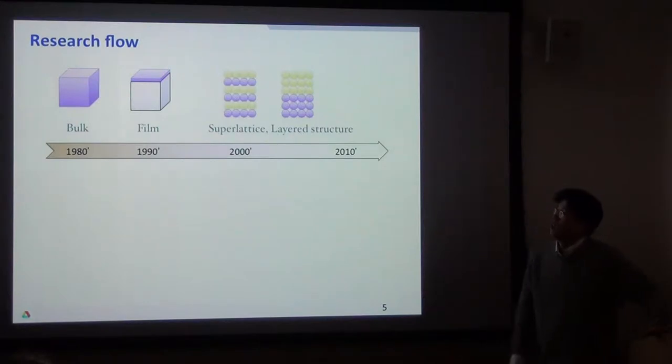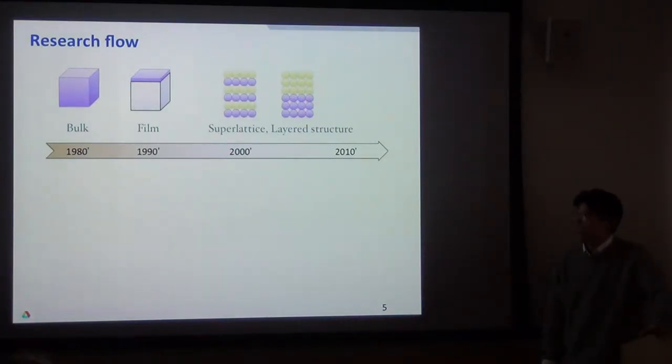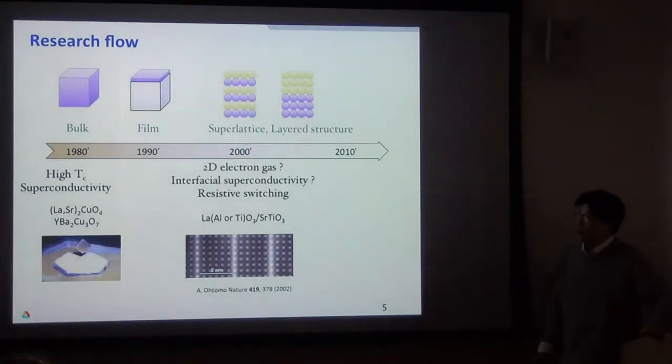So here are some of the research flows in two or three decades, from 1980s to 2010. The most important starting point is work on thin film and artificial structures like superlattices and layered structures. So the interest was high-Tc superconductivity and 2D electron gas like gallium arsenide. So they really controlled the atoms at atomic level precision. So they can create new phenomena like giant conducting channel and resistive switching.